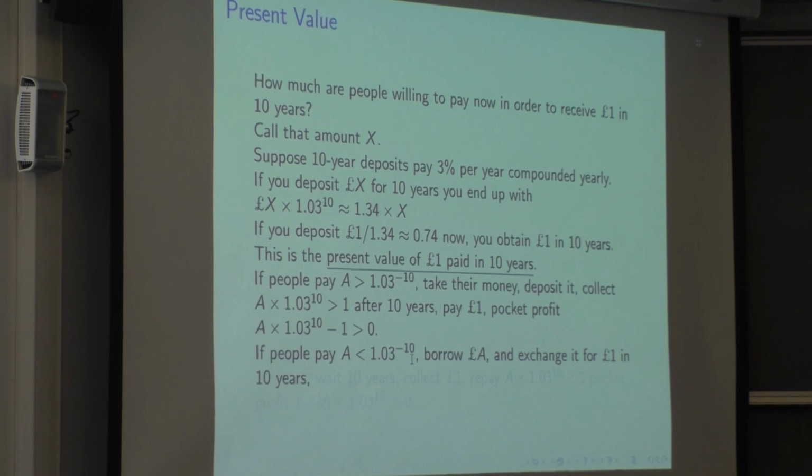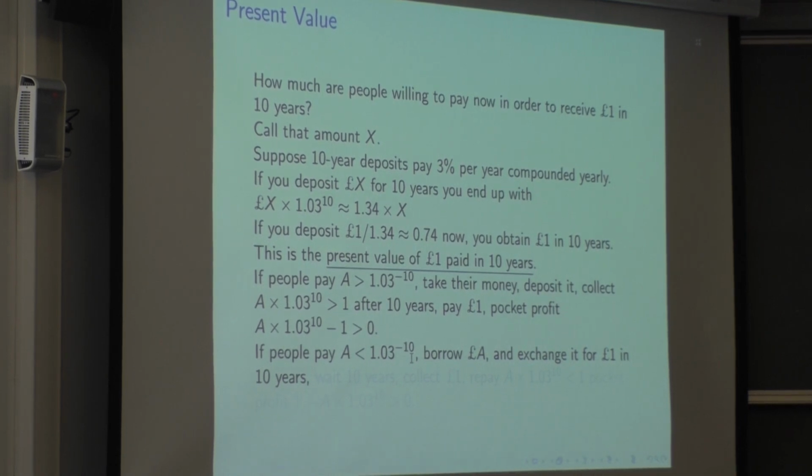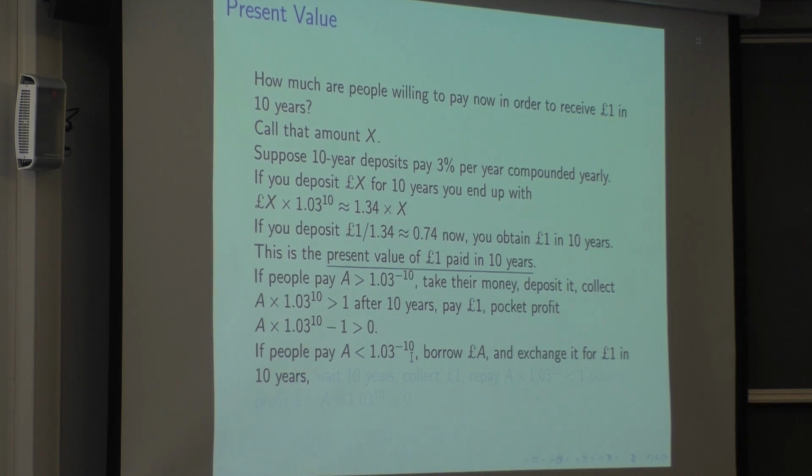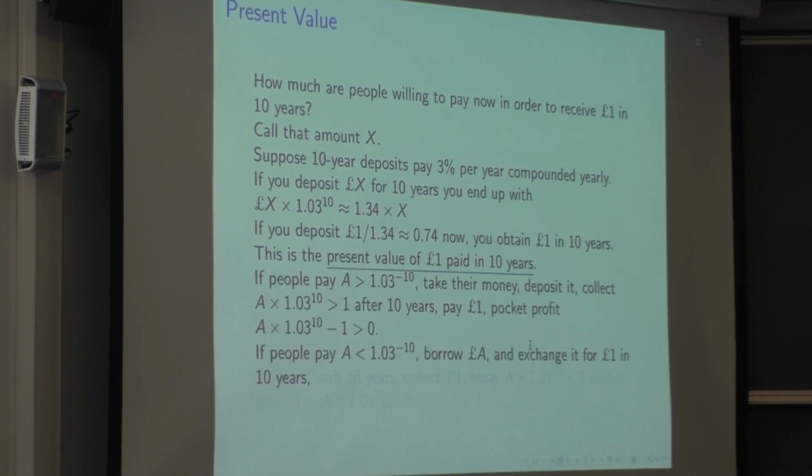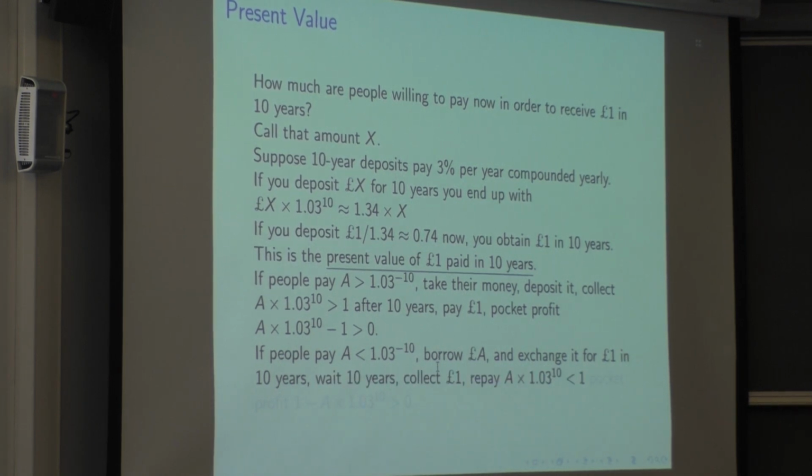So how can we buy this thing? We first need money. So I'm going to have to borrow this price, which is too low. I'm going to exchange it for this piece of paper. I'm going to wait for 10 years. I'm going to go to the person from whom I bought this piece of paper. I'm going to collect £1. Then I'm going to repay the balance of my loan.